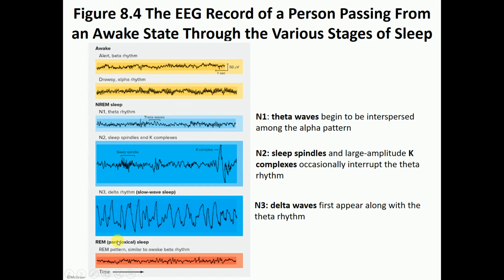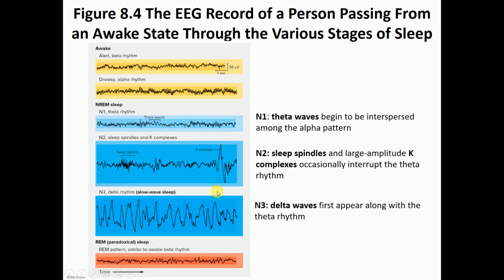Now these blue strips all represent non-REM sleep. There are 3 stages to non-REM sleep. The first one is N1, where these theta waves start to come in. Theta waves basically mean that the patient is now starting to fall asleep. That sleep is very light, and you can easily wake them up until they get into N2, where we have sleep spindles and K complexes.